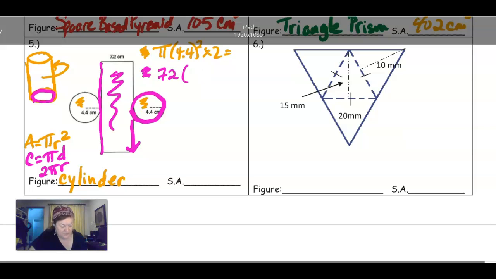Okay, so when I fill that in, it's going to be 2 times pi times 4.4. That will give me the rectangle. Now there's only one rectangle, so I just do that one. I do a grand total at the end, and if you check your calculator, you should be getting 934.15, and that would be centimeters squared. Okay, so that's just a cylinder.